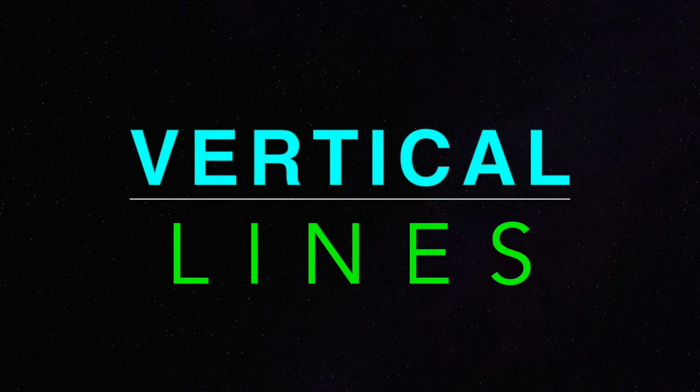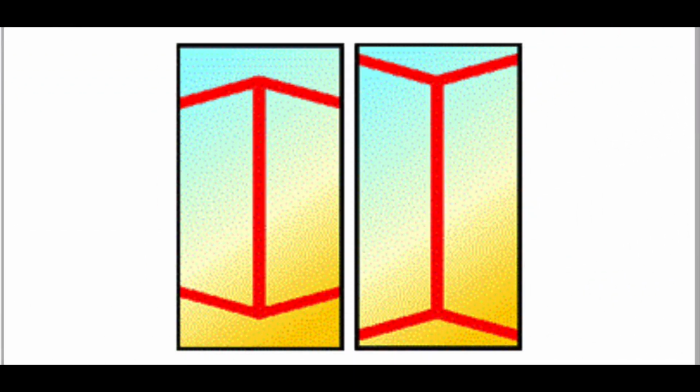All right, here is our last optical illusion, and it is vertical lines. So we are looking at those lines going up and down. The last ones were horizontal. This time we're looking at vertical lines. Take a very close look at the two vertical lines. Do you think one line is longer than the other?